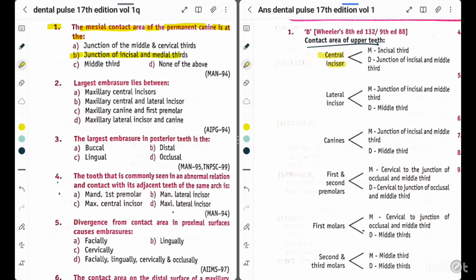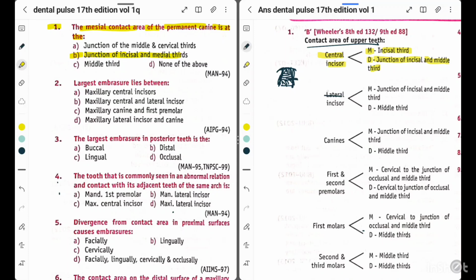So central incisor, its mesial surface contacts at the incisal third, and distal surface contacts at the junction of incisal and middle third. We know that the tooth can be divided into three thirds: incisal, middle and cervical. So this is the incisal third, this is the middle third, and this is the cervical third. So the central incisor, its mesial surface contacts at the incisal third, and its distal surface contacts at the junction of incisal and the middle third.